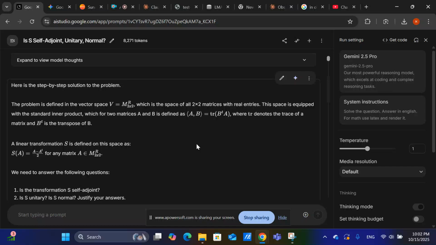Okay, so the idea now is to evaluate if a certain transformation, you can see it right over here, satisfies three things. One, self-adjoint. Second, unitary. And third, normal.